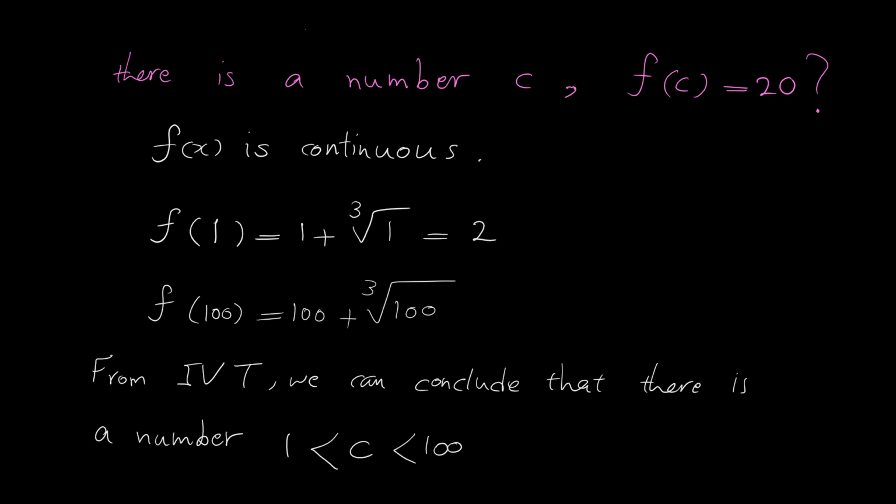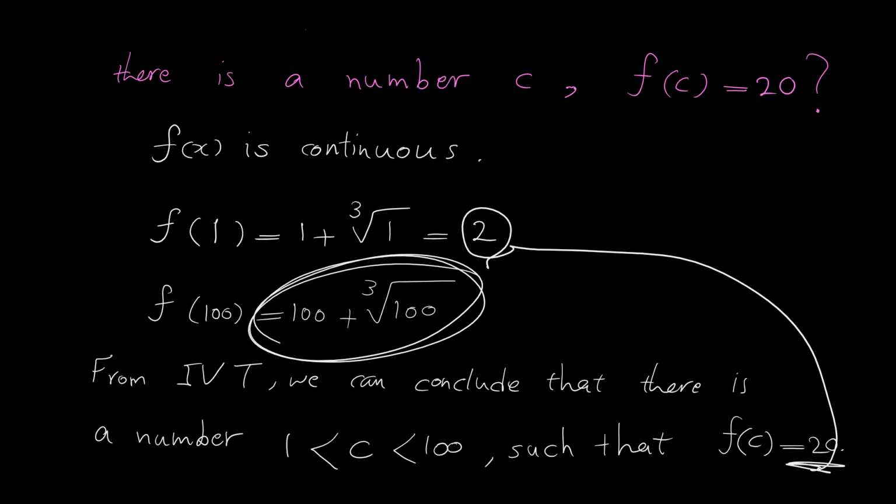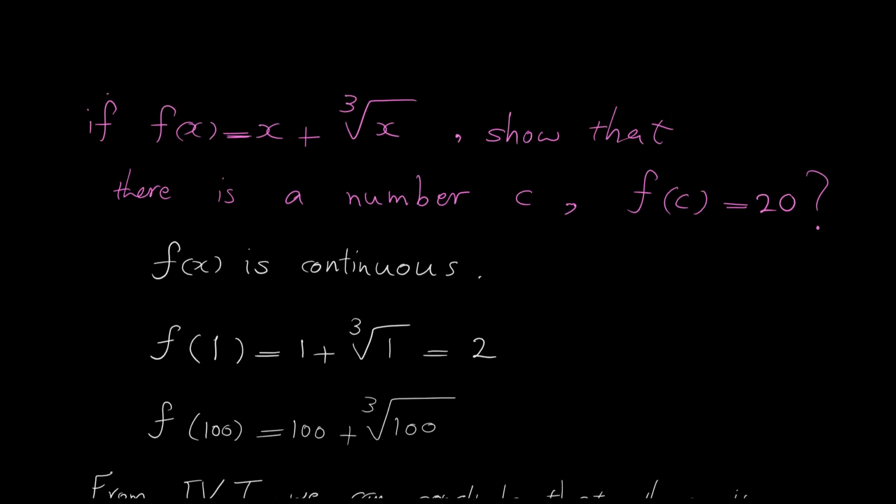Okay, so then let's review this. From IVT, we can conclude that there is a number c between 1 and 100 such that f of c is 20. Why can we have this conclusion? Because 20 is a number between 2 and 100 plus cube root of 100. This is obvious, that 20 is between these two numbers. So this completes the solution of this question.